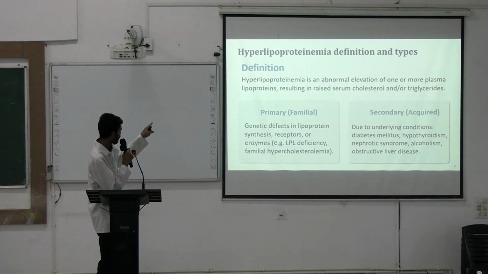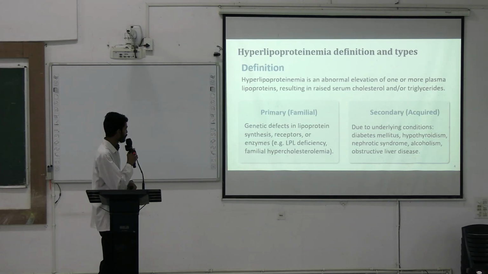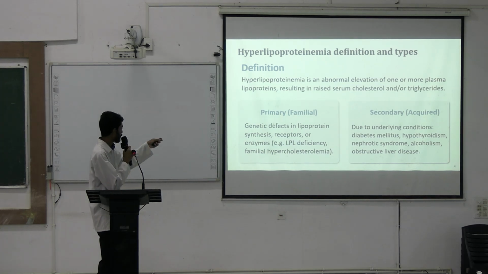Now coming to the main definition, what is hyperlipoproteinemia? Hyper means the increased parameters of the lipoprotein, and emia means the blood. So now coming to the types. Primary and secondary. Primary means basically genetic, familial. Any kind of primary is genetic, and the secondary is acquired, after birth, during the lifetime.